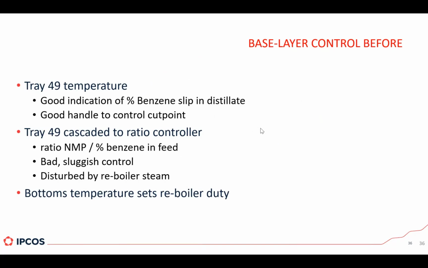So that tray, the 49 temperature, the temperature in the top of the column, is a very good indication of the amount of benzene that slips to the top. So a good control of that temperature is important for the column, because, as I mentioned before, there is a maximum amount of benzene that is allowed in the top non-aromatic product. But with the implementation that you saw, it was a bad and sluggish control.